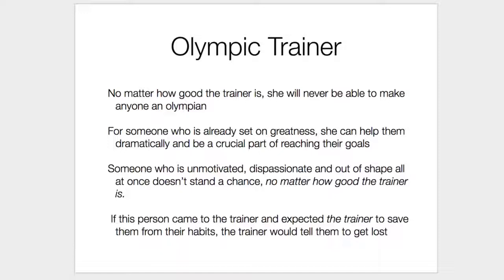For someone who's already set on greatness, she can help them dramatically and she can be a crucial part of them reaching their goals. But if somebody comes in who's out of shape, they're unmotivated, they're dispassionate, and they want the trainer to save them, they want the trainer to get the results for them, that trainer's not going to be able to help, right? If they expect the trainer to save them from their bad habits and their lack of motivation and their lack of drive, the trainer would tell them to leave. The trainer wouldn't take them on as a client.